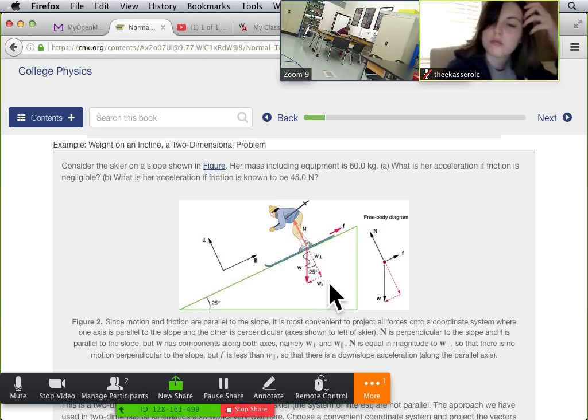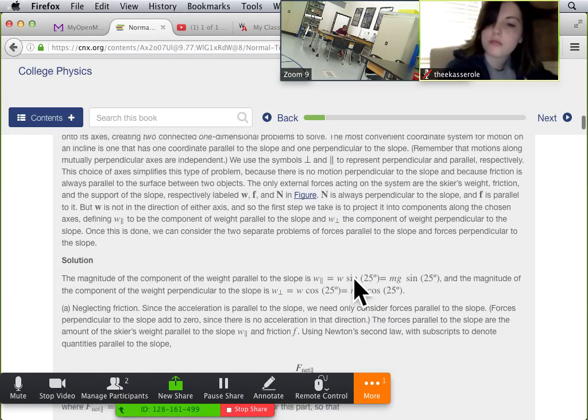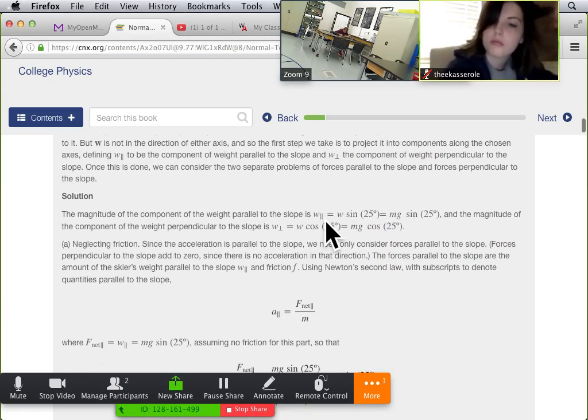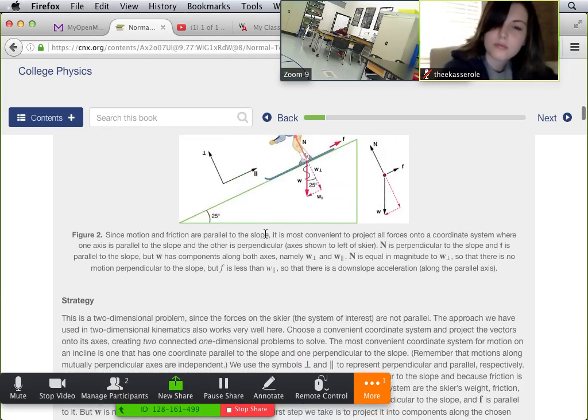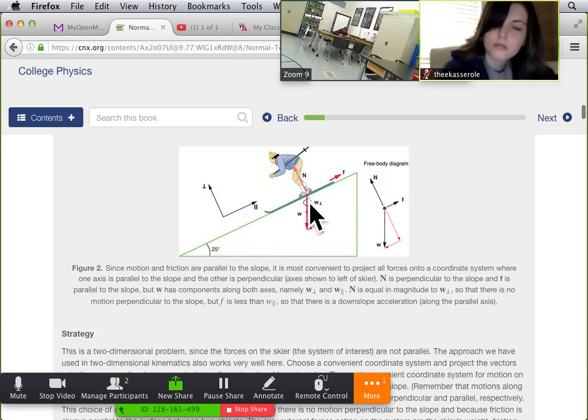You're actually going to use the sine. And you can see that they do that down here. To calculate the parallel component of the weight, they use the total weight of the skier times the sine of 25 degrees instead of the cosine. So that ends up being m times g, mass times gravity, which is the weight of anything, the mass times the 9.8 meters per second squared, times the sine of the 25 degrees. And then the perpendicular one, which is this one here, which would normally be our y component on this tilted axis, this tilted coordinate system.